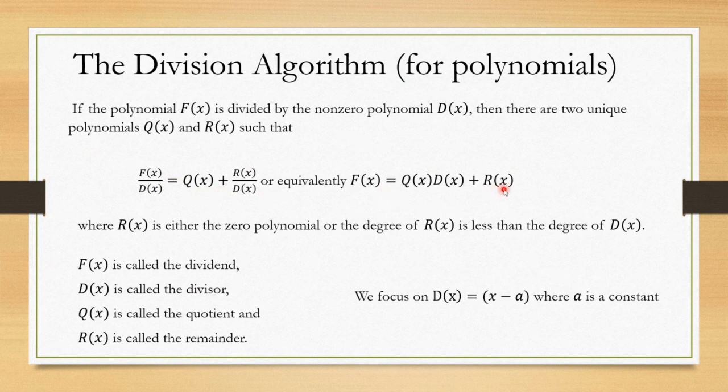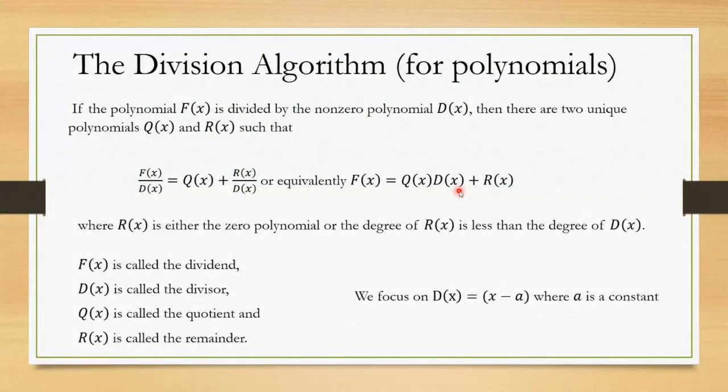And the remainder also is either of degree 1 less than the degree of D. Oh, wait, sorry, that's not right. Let me back up. The degree of R, the remainder, is less than the degree of D. It doesn't have to be 1 less. It could be any amount less. But it has to be either 0. Capital R of X is either 0, or its degree is less than the degree of D, the divisor.